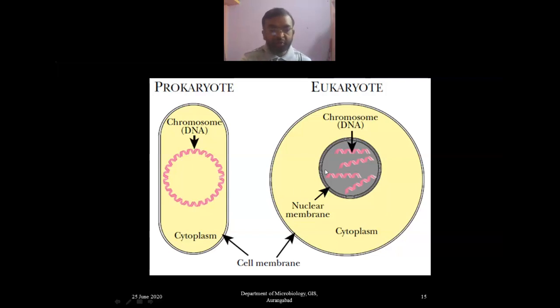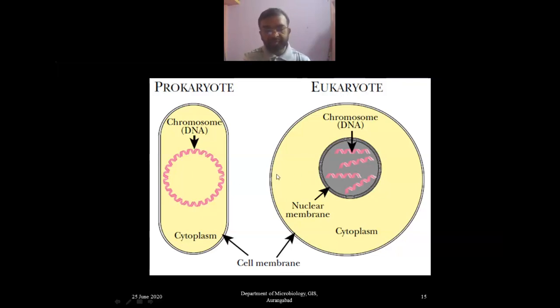While in a eukaryote, a well organized nucleus is there, and within the nucleus this particular DNA or genetic material is there. Even the word itself says it: prokaryon means primitive type of nucleus, eukaryote means the true type of nucleus, and henceforth this is the important difference.